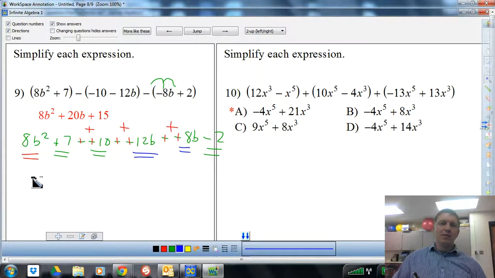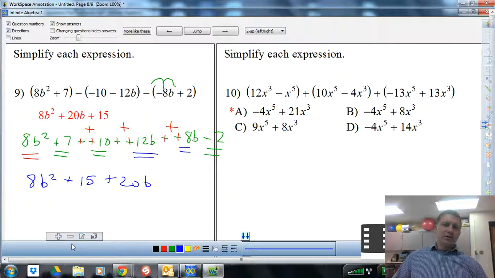So we end up with 8b squared. And then we put these together. 7 plus 10 is 17. But then we get a negative 2. So that's 17 minus 2 is going to be plus 15. Okay, then we're going to put this together. This is 12 plus 8 is plus 20b. See how that's the same? That's really similar. Yay. Number 10 is A.